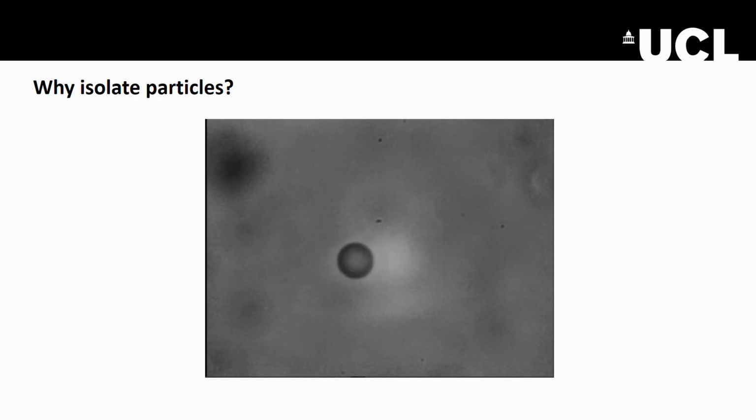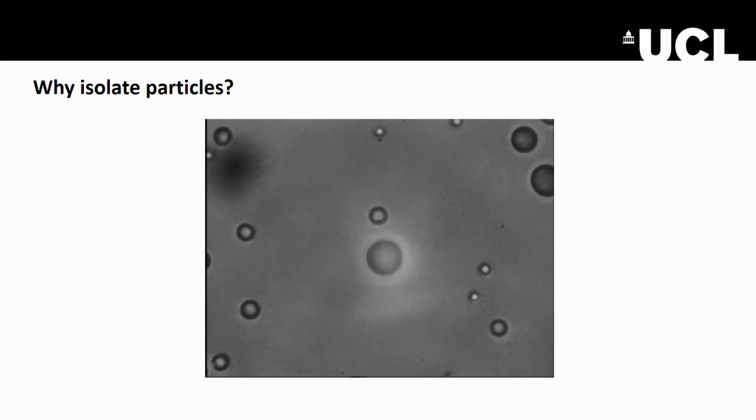So here is a particle, you saw there, being isolated from others in the sample. It was held in the optical tweezers, and you saw the others fading away from view as we move it vertically. That's about 4 microns in diameter, that one.